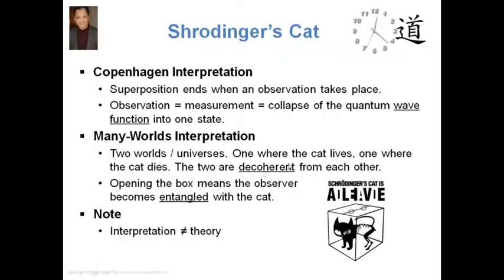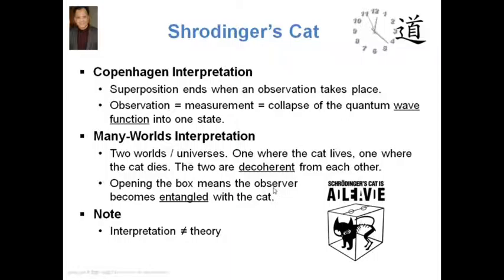So in the many worlds interpretation, literally the universe diverges into two, one where the cat lives, the other where the cat dies. The technical term is that the two are decoherent from each other, which just means that there's no way for the two universes to communicate back and forth. They're separate, isolated from one another.